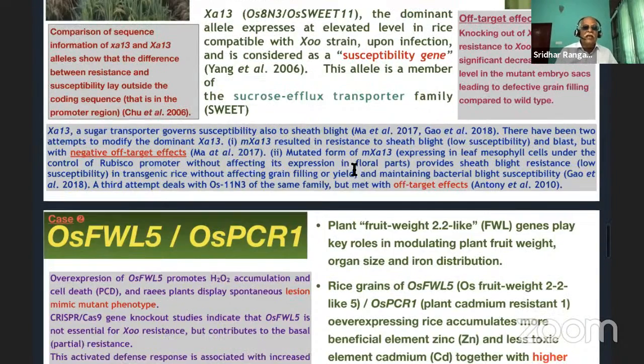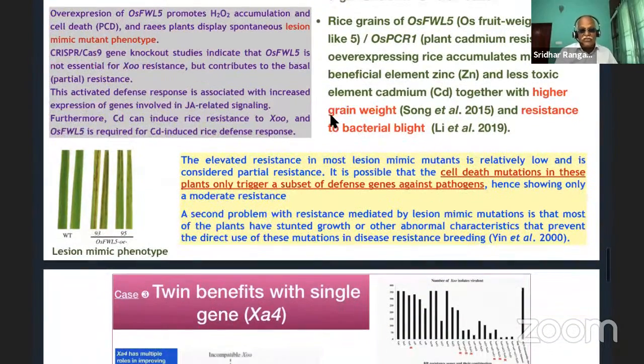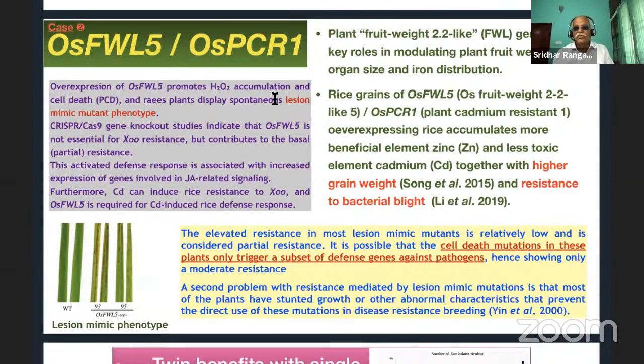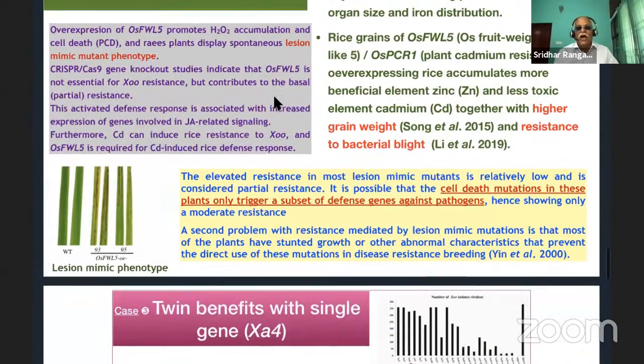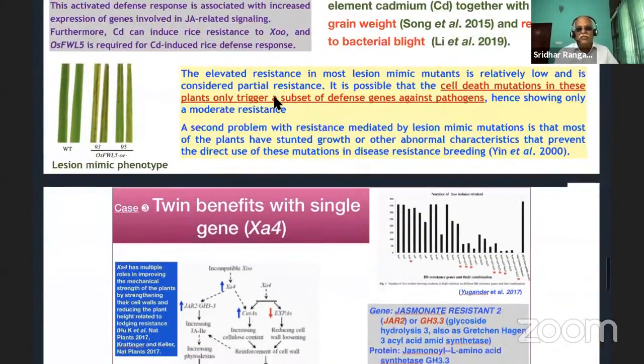The next example is OS5 and OS5. This gene governs resistance to bacterial leaf blight and, at the same time, tolerance to cadmium stress. These two traits are governed by these genes, and when modifications took place, off-target effects were noted. Then twin benefits of a single gene.